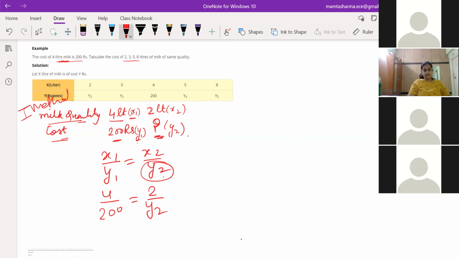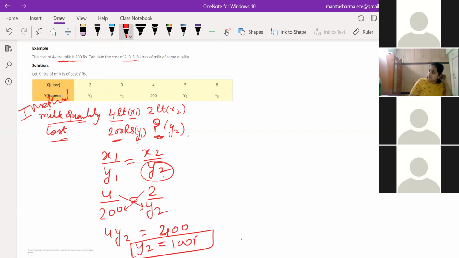Now to solve for y2, cross multiply this equation. 4y2 equals 200 into 2, which is 400. So y2 will be 400 by 4, which is 100 rupees. So the cost of 2 liters would be 100 rupees.